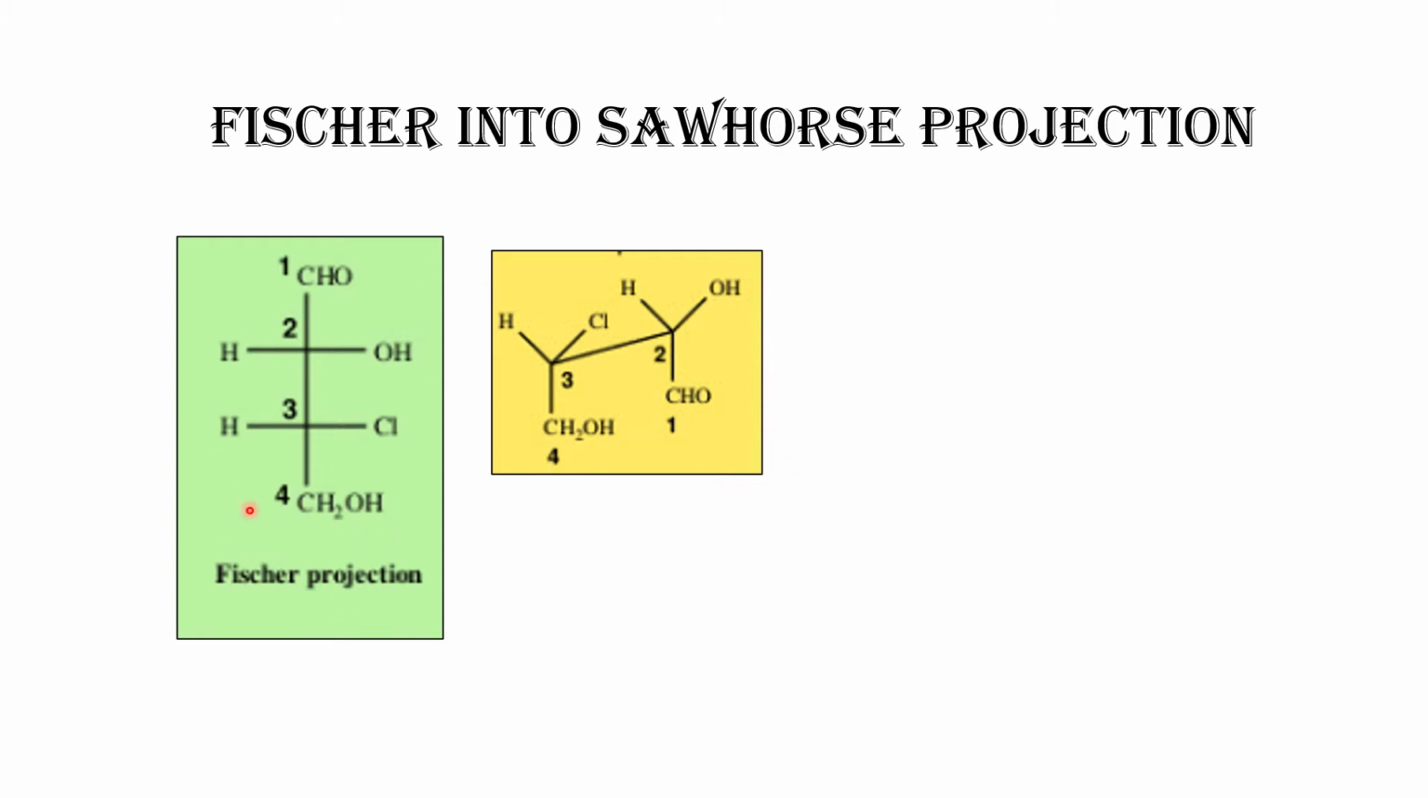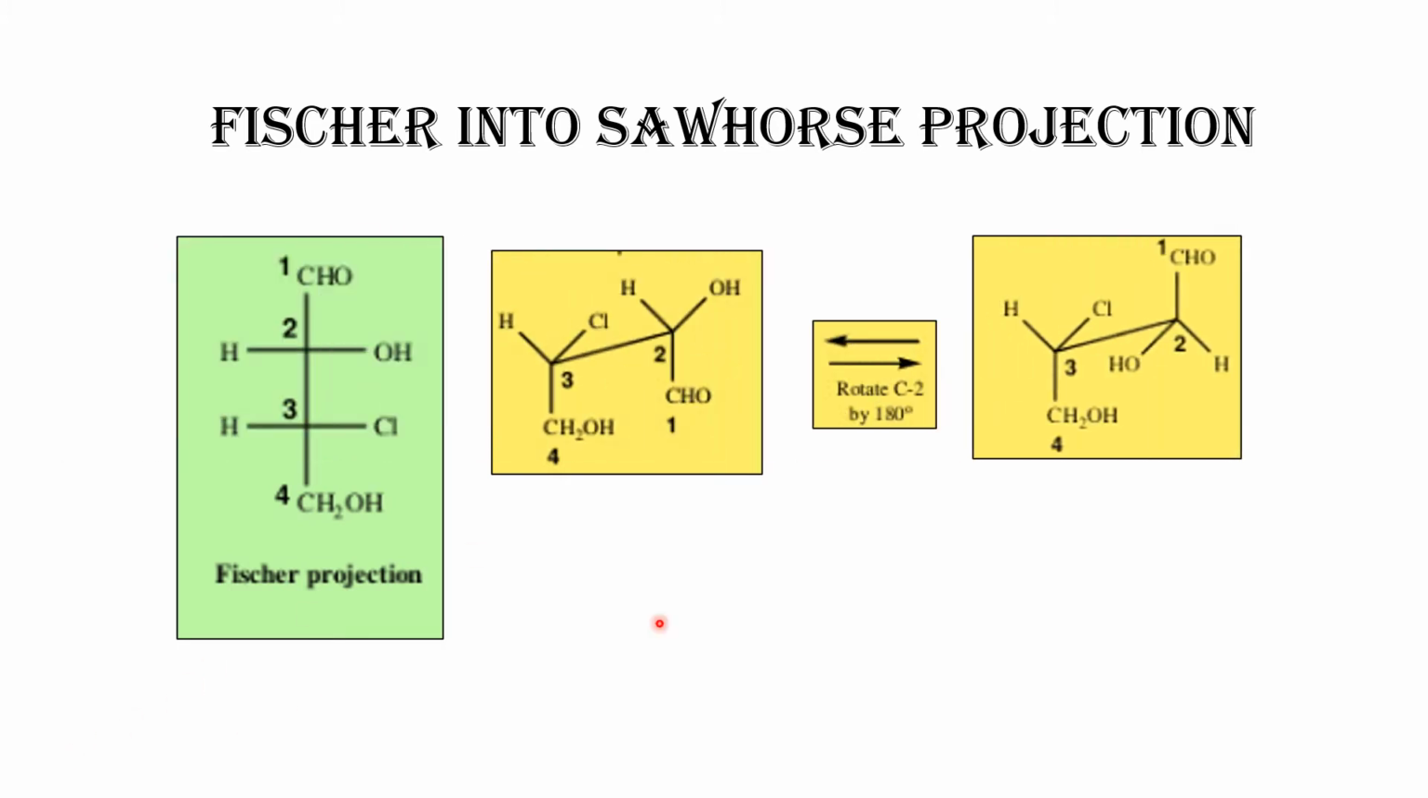Whenever you are going to write from the Fischer projection, you get the eclipsed form, whether it is a Newman or a Sawhorse. You will come to know in the next. What you have to do is just change one of the carbons. The C2 carbon, you have to rotate by 180 degrees. Then only it will become a staggered form of Sawhorse. Just this CHO will go there and HOH will come to this side. 180 degree rotation, it's not 60. And I'll show you how to write this.